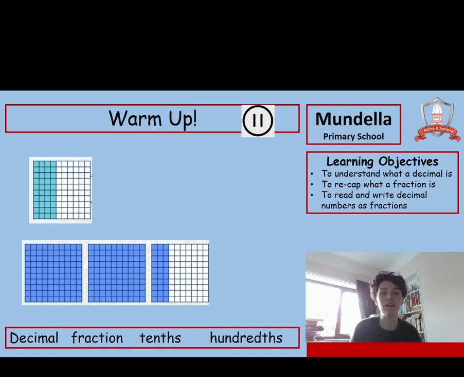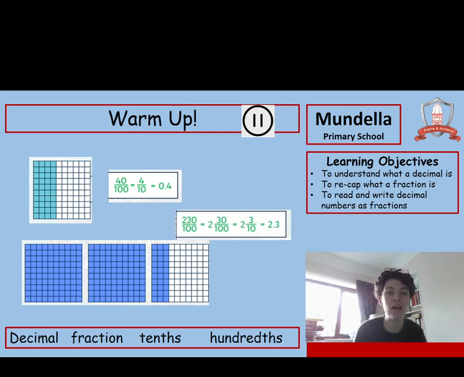Now, if you look very carefully at these hundred squares, how many have been shaded? How could we represent that as a decimal and as a fraction? Pause the video to have a go. And here are your answers on the screen. We've got 40 out of 100, which makes 4 over 10, which is the same as 0.4. Well done if you got that correct.